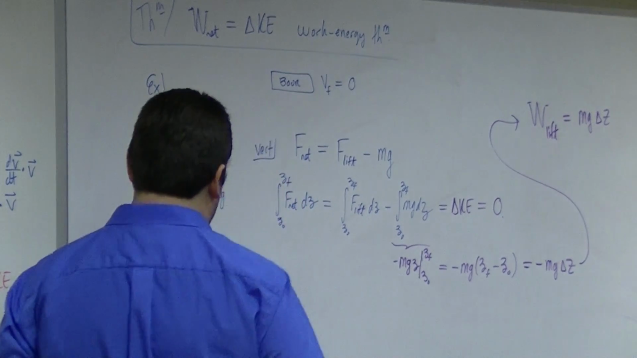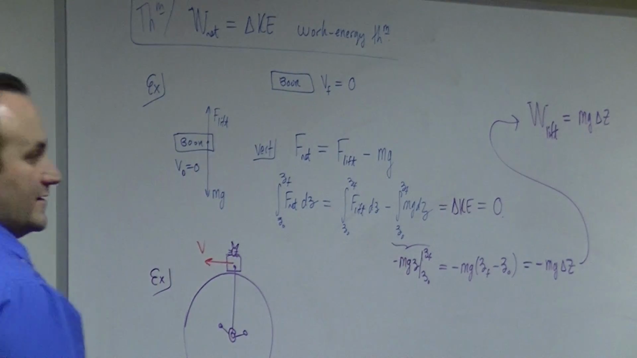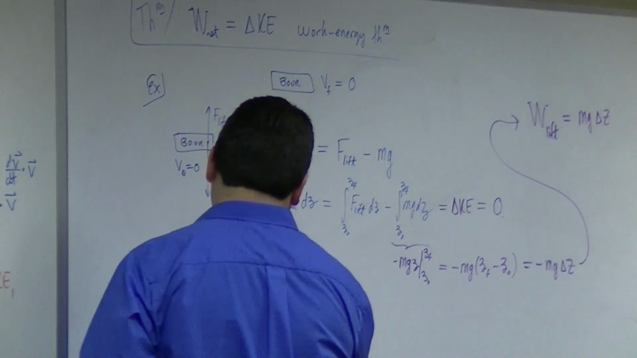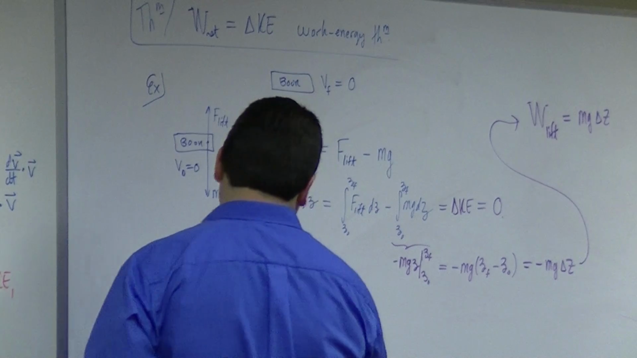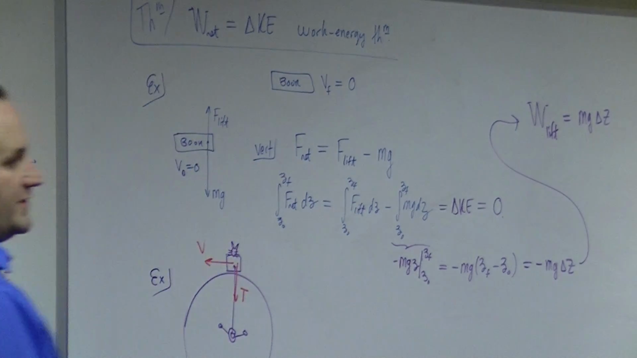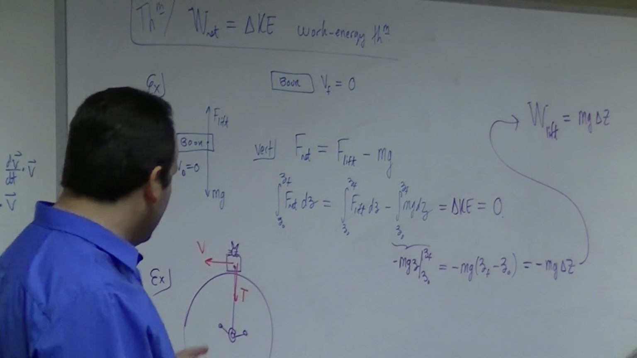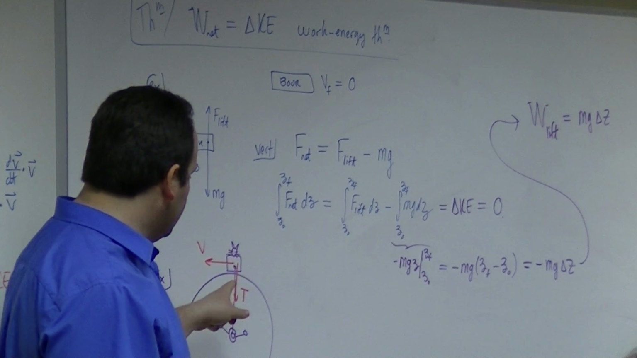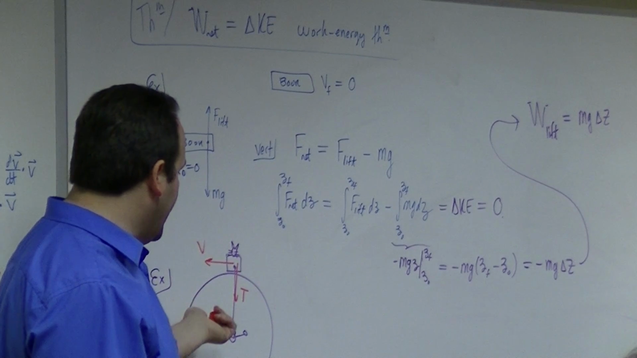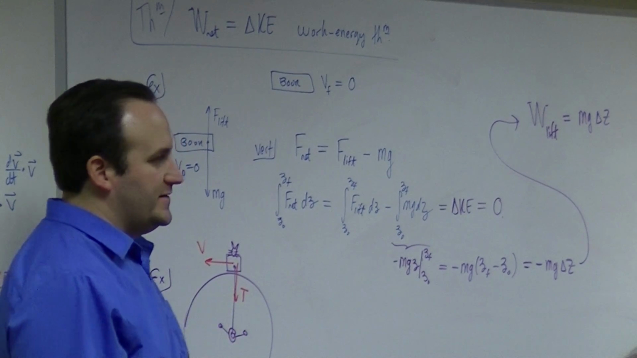so here's the speed of the cat. The force is basically being applied by the tension force, right? So the answer is the work being done on the cat by the tension force is zero. Doesn't matter how fast you spin it. Why? Perpendicular. That's right. Perpendicular.